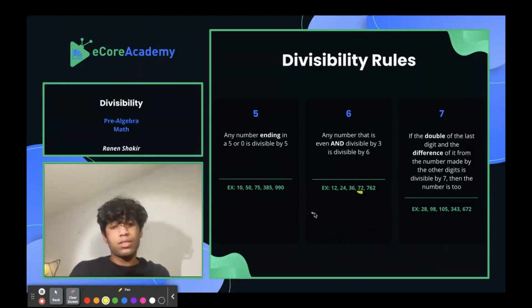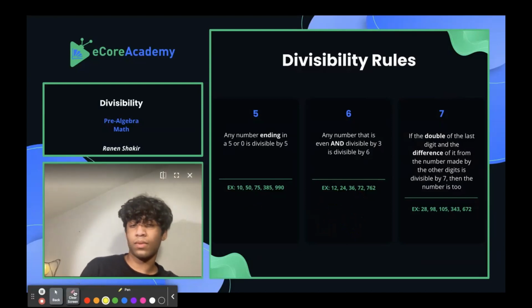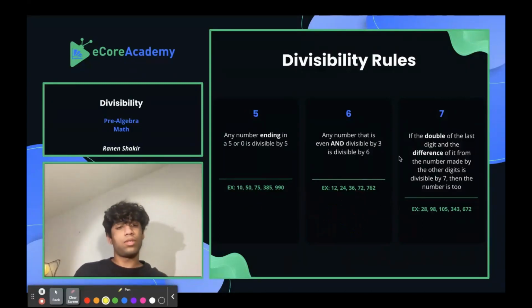72, same case. If this is even, which it is, and if the digits of the number add up to something divisible by 3, in this case 9 again, which it is, so this number is also divisible by 6. Same deal with 762, it's a bigger number.